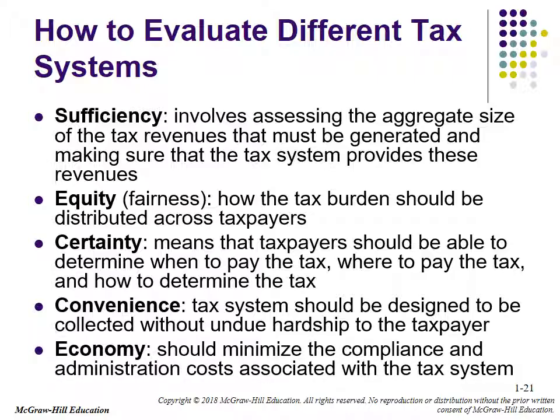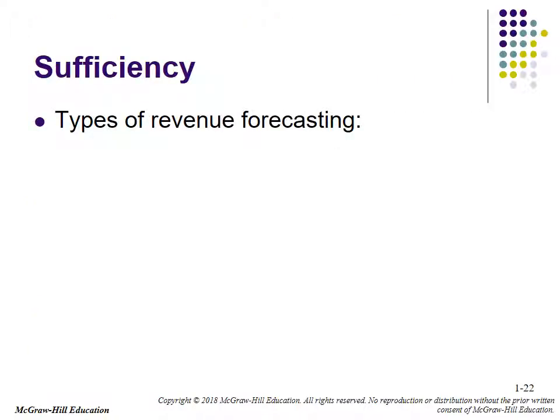Economy. This is funny. It should minimize the compliance and administration costs associated with the tax system. Well, that's a big screamer right now. People are always yelling that it's just too complicated. And it is. So these are what your system should look like. Do we have all these items present? Maybe to the best of our ability, but some would argue that.